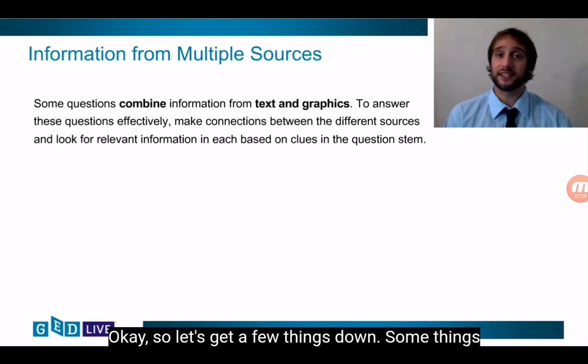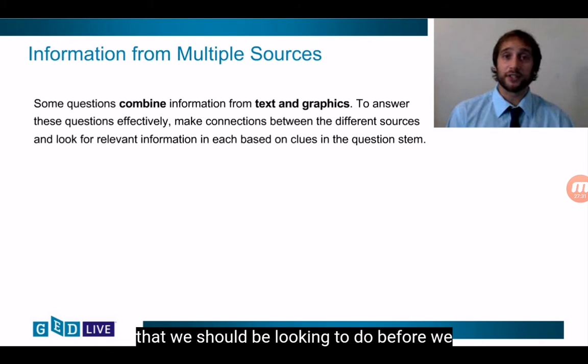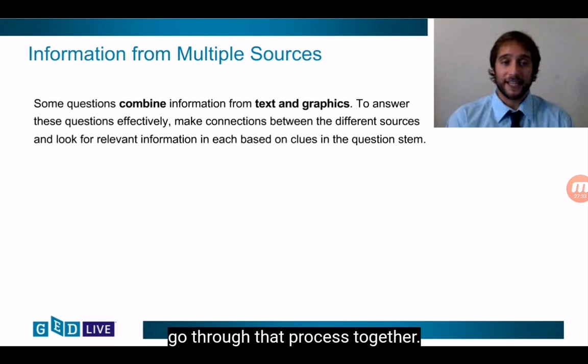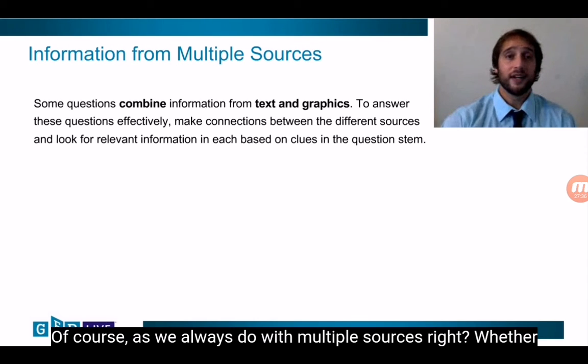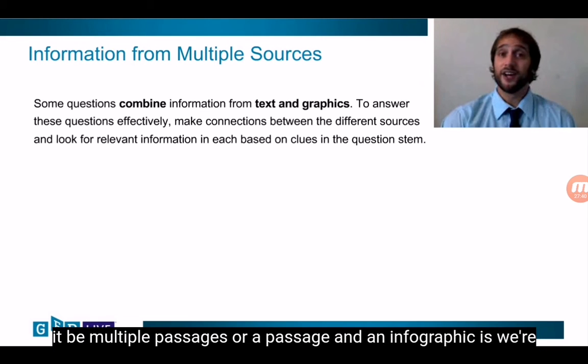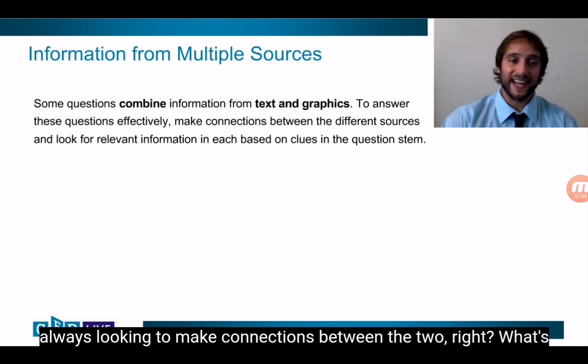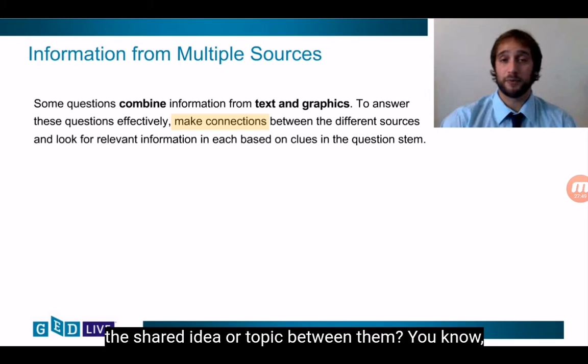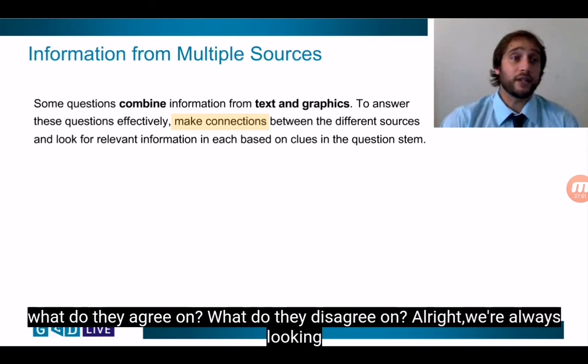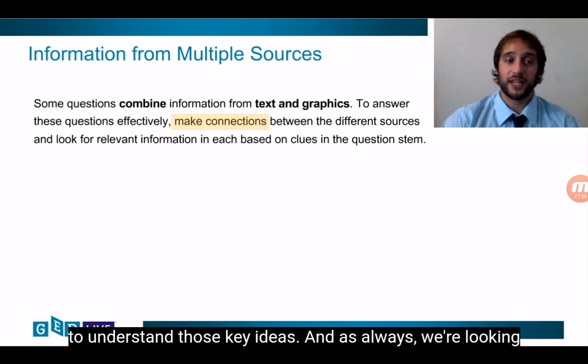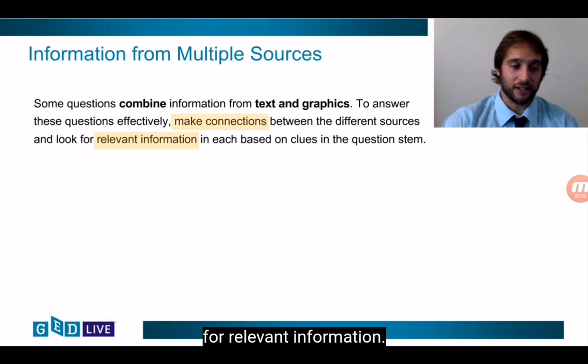Let's get a few things down, some things we should be looking to do before we go through that process together. Of course, as we always do with multiple sources, whether multiple passages or a passage and an infographic, we're always looking to make connections between the two. What's the shared idea or topic between them? What do they agree on? What do they disagree on? We're always looking to understand those key ideas, and as always, we're looking for relevant information.